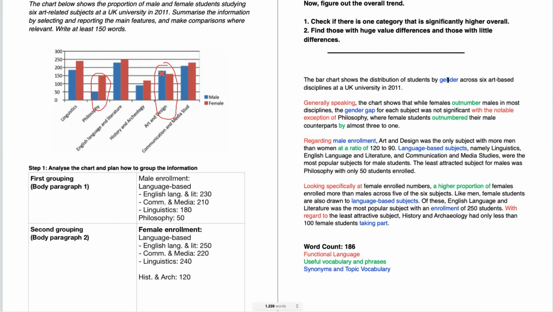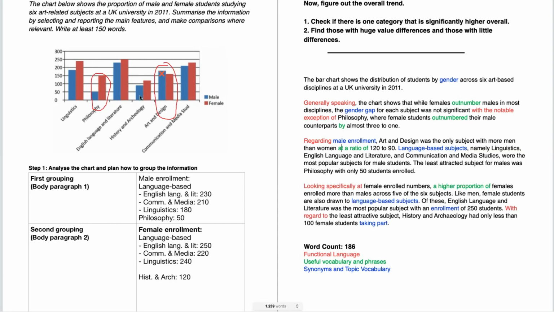So we've got gender, we have gender gap, and notice here that in our writing prompt, nothing was really discussed with the word gender. We only saw male and female. So the fact that we used gender and gender gap would show the examiner that we have great synonyms and that we don't have to keep repeating male and female. Then again, we have male enrollment. That is very specific, as well as language-based subjects.